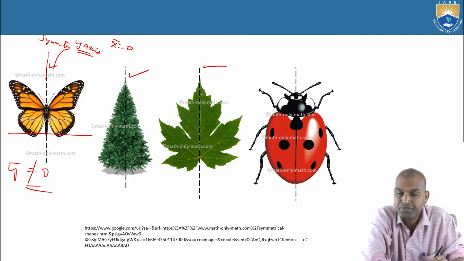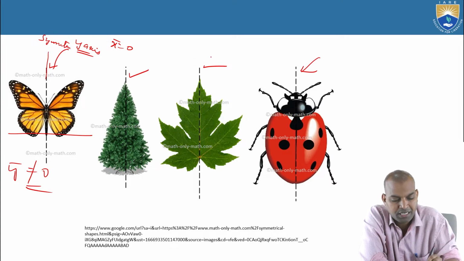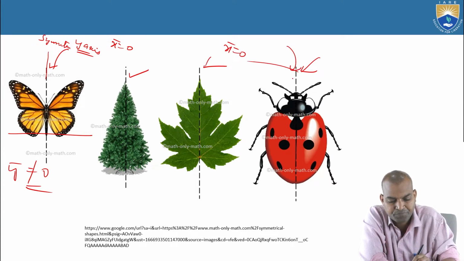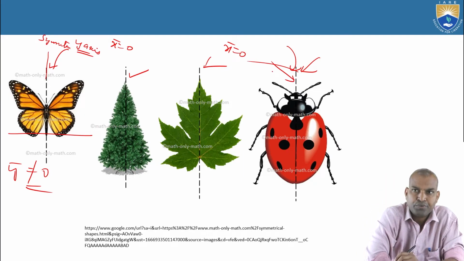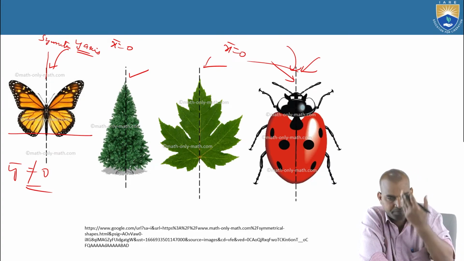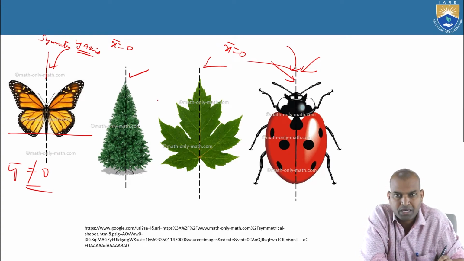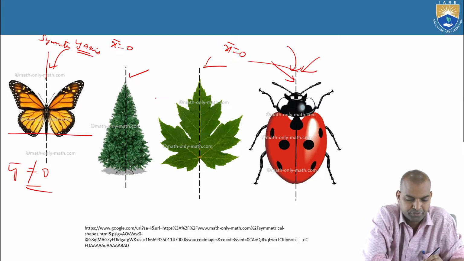In this figure, the leaf is symmetrical about axis y, and the bug is also symmetrical about axis y. For all these axes, bar x equals 0 because these are symmetrical about the reference axis. So beautiful. If we consider the lion, tiger or giraffe faces, if you draw the geometry about the vertical axis, it's symmetrical about axis y. So it's such a beautiful thing.